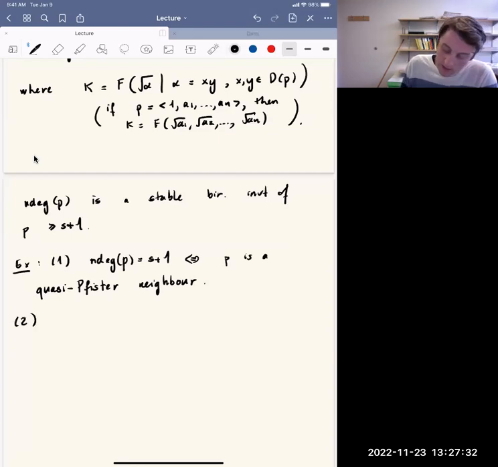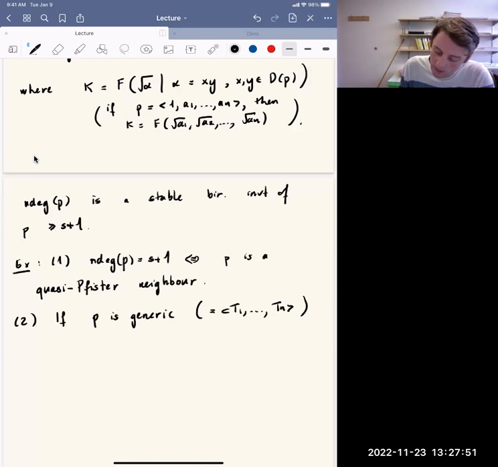And as an extreme example, the largest value of the norm degree is just the dimension of P minus 1. And that happens, for instance, if P is generic. When I say P is generic here, I mean, for example, that P is just the diagonal form whose coefficients are given by algebraically independent variables. So in this case, the norm degree of P is as large as possible. It's just the dimension of P minus 1, which is usually far bigger than s plus 1.